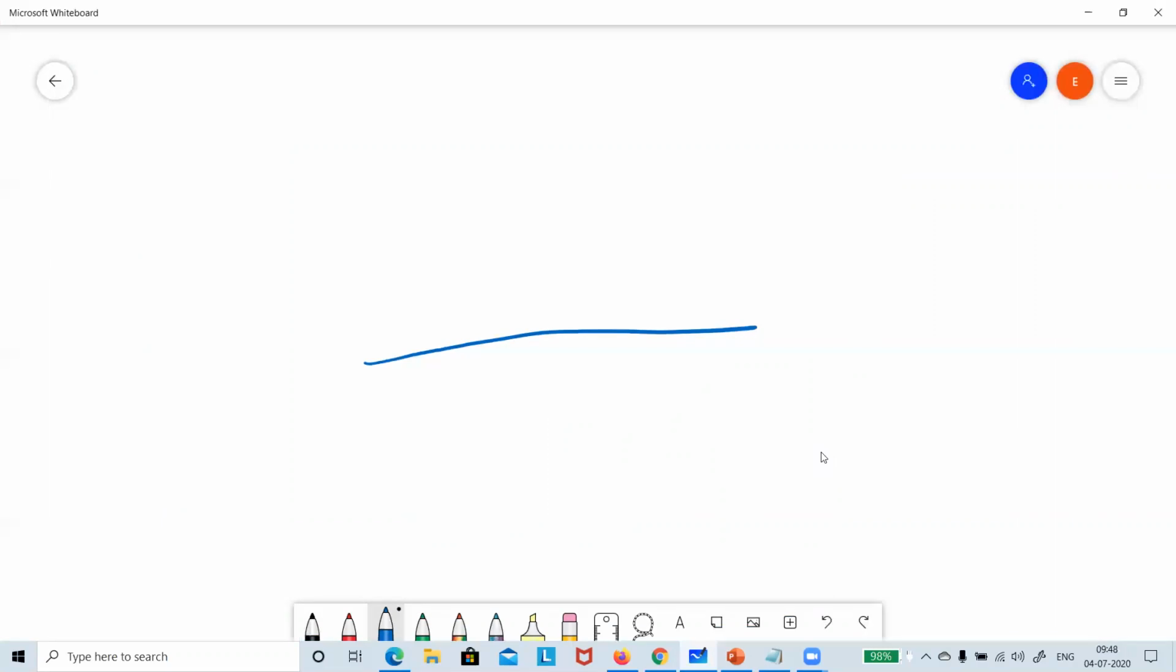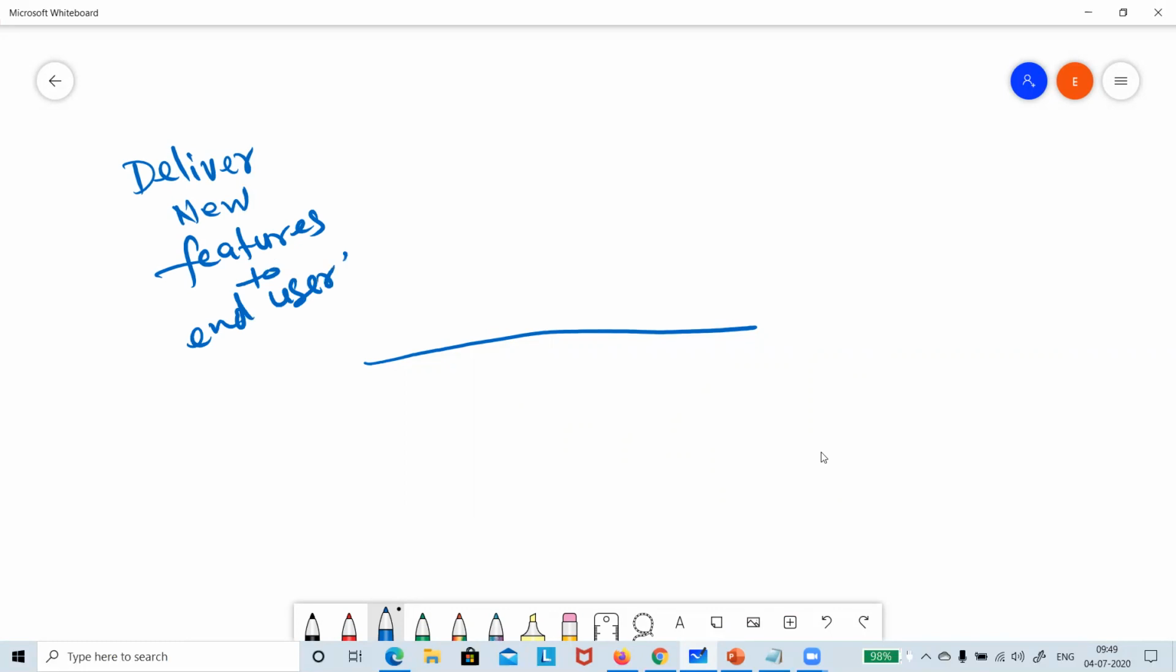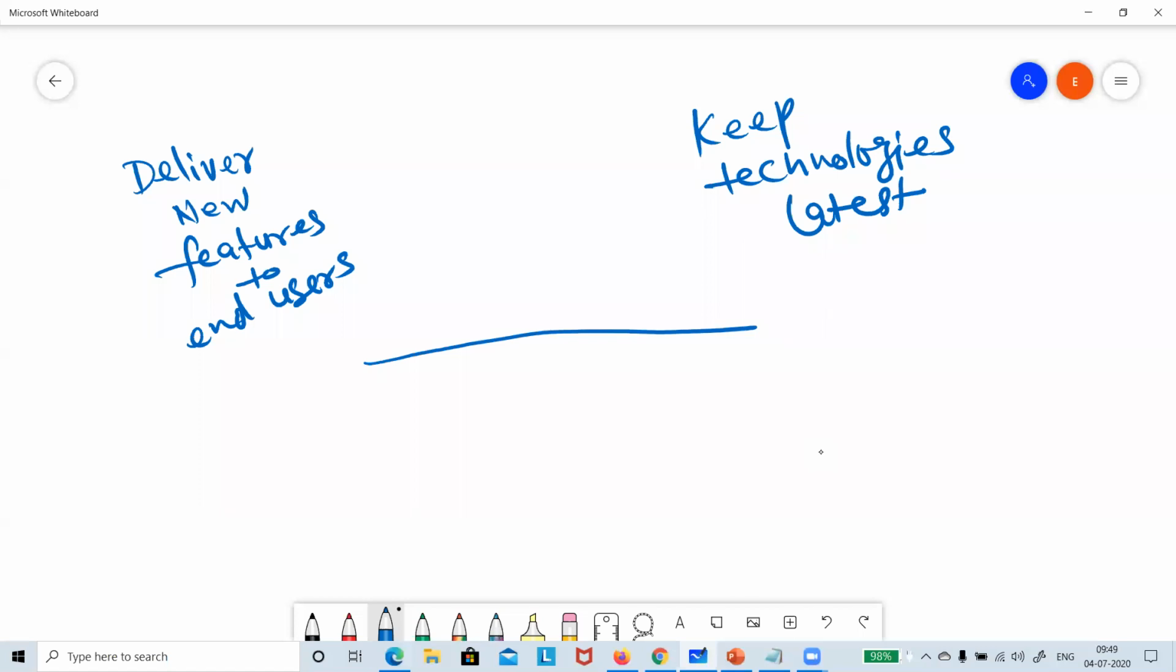So I talk about the rate of innovation, right? It is so fast. So there is a pressure on one hand to deliver new features to end users, right? And on the other hand, you have to keep your technologies latest. So there are two things, and organizations have to balance between the two.